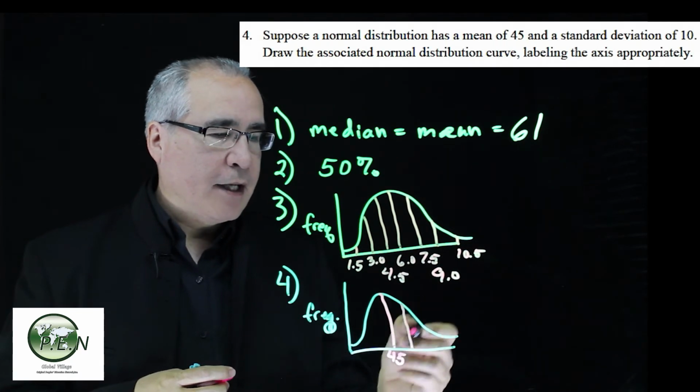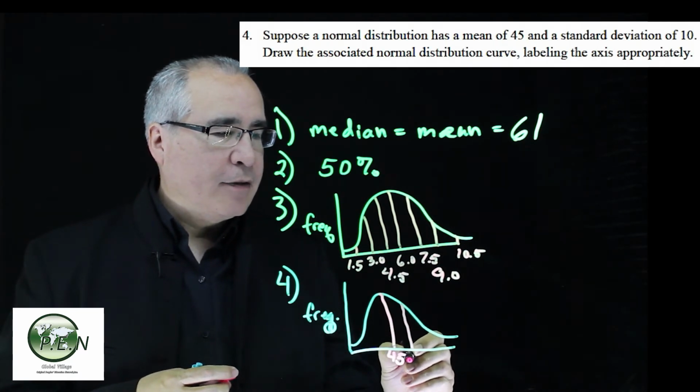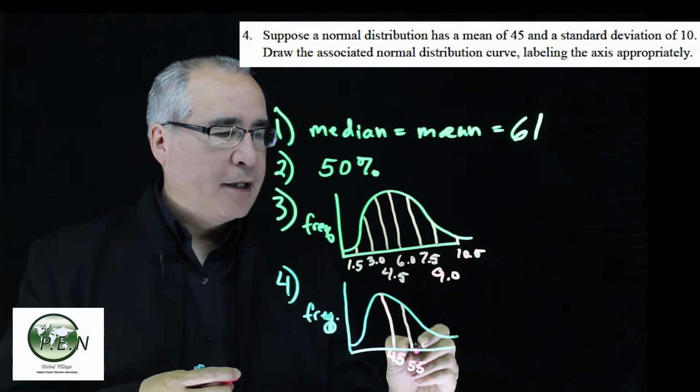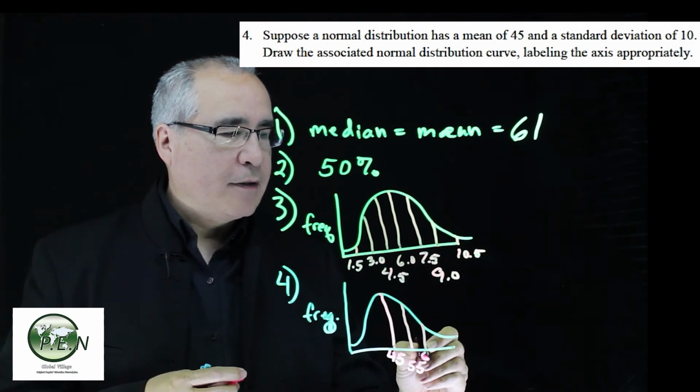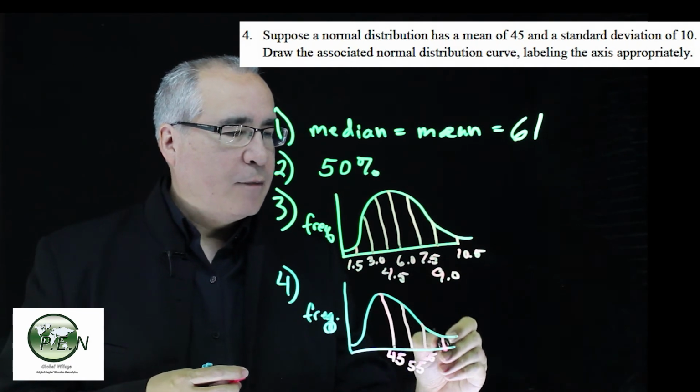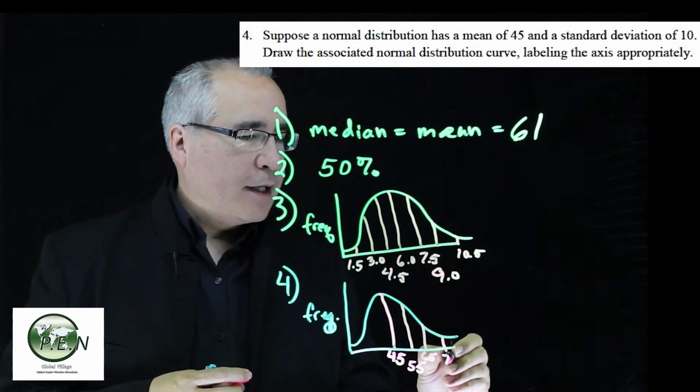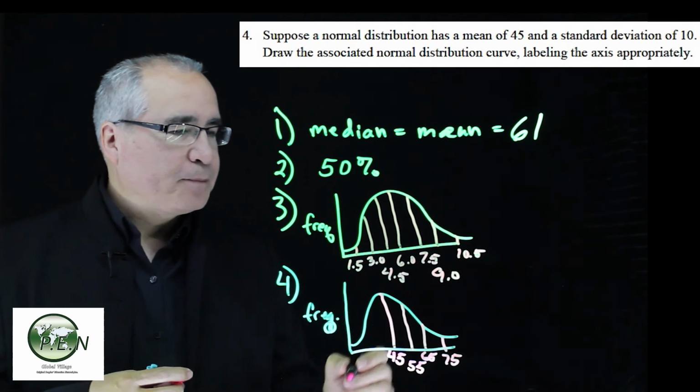So one standard deviation is about here. That's going to be 55. Another standard deviation's here. Add 10 more. We're going to be at 65. And then one more here. We are now at 75.